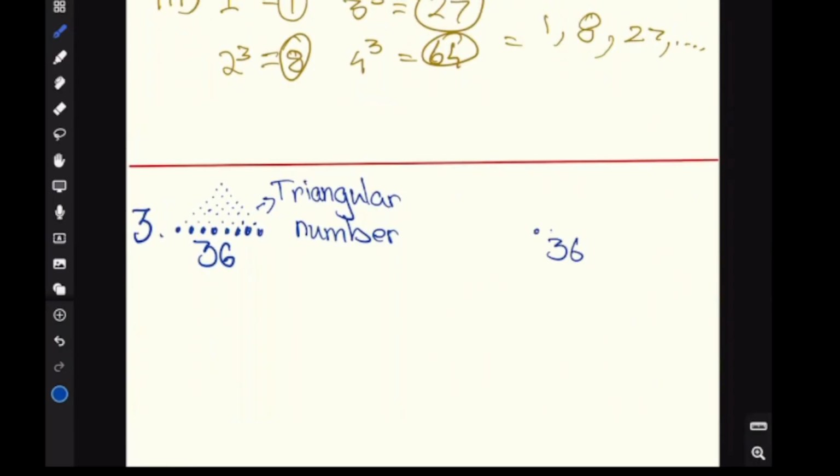How? 1, 2, 3, 4, 5, 6. Not alternatively, we need to draw it one upon the other. 1, 2, 3, 4, 5, 6, and the same for six rows in total. Anything to the power 2 is equal to that number into that number. So in this we are using 6 squared, so 6 rows and 6 columns.